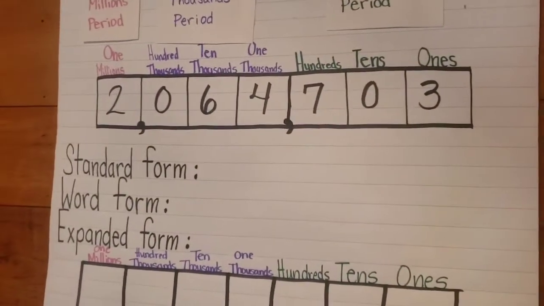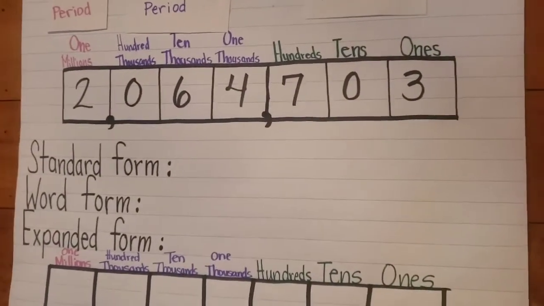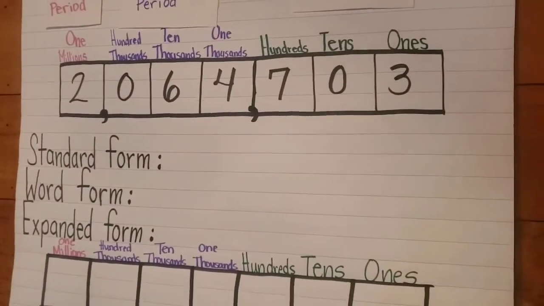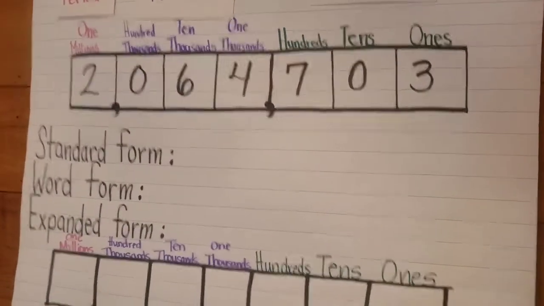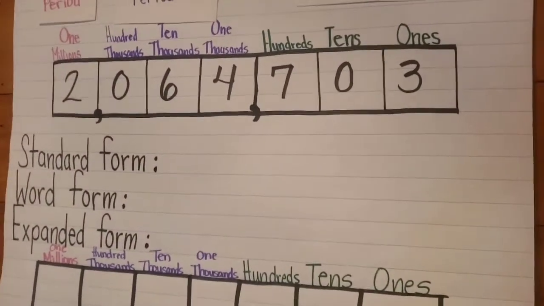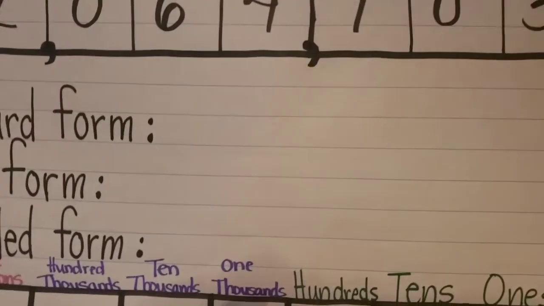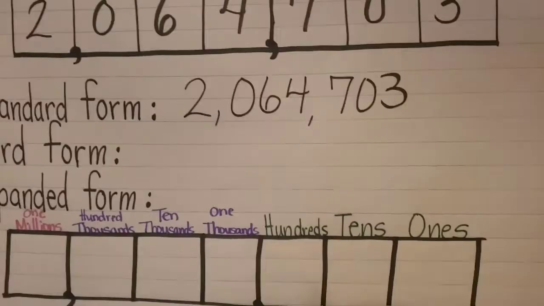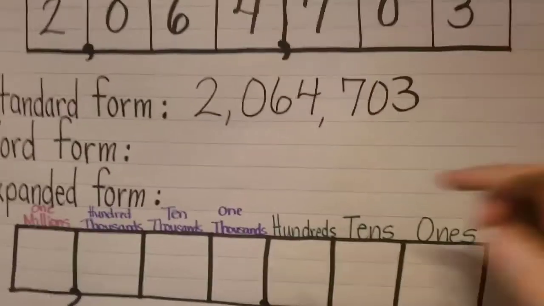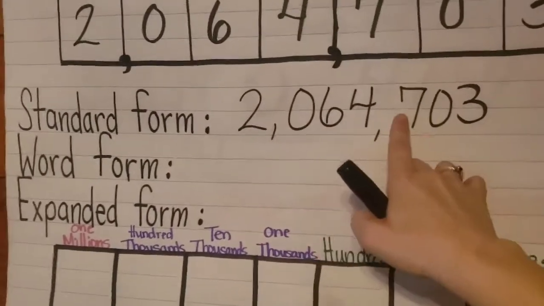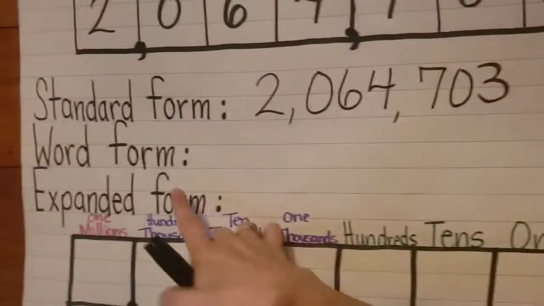We're going to write it in standard form, in word form, and in expanded form. So standard form is just the regular way we write numbers. The regular old way. Standard means regular. So we just use the digits to write the number, and we use commas to separate the periods. So I'm going to write that number in standard form. So that's what that number looks like in standard form. Again, it is 2,064,703.